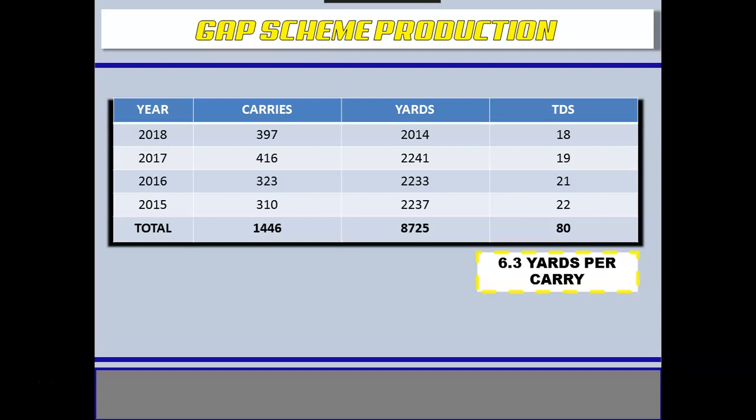We've done it with all types of tailbacks. As you can see in the numbers, we average more yards per carry in this one-back system than we did in the actual two-back system, and we haven't sacrificed it. You can see the TDs: 18, 19, 21, 22. We've averaged over 2,000 yards rushing, and for the past 4 years we put up nearly 9,000 yards on the ground. So we're not sacrificing an identity because of a formation or what some people would say is an offense that's not very physical.